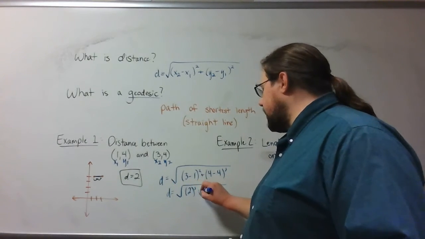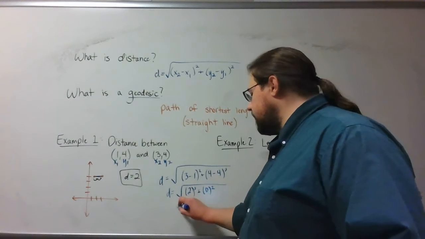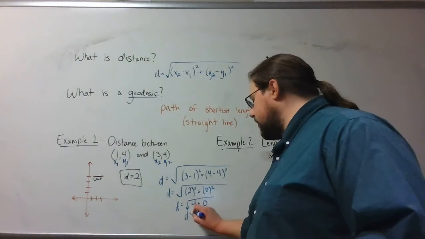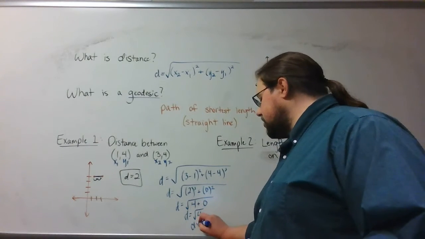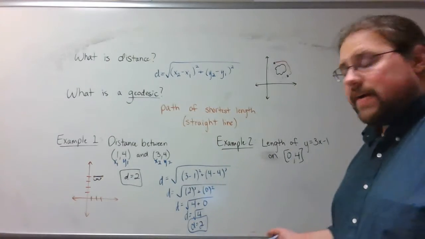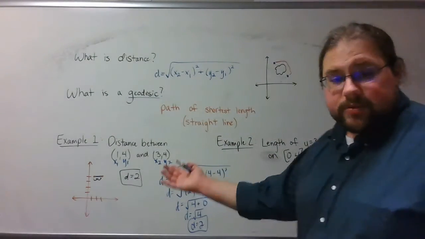And then we're going to end up squaring it. 4 minus 4 is 0, and we're going to end up squaring it. Hopefully you guys are doing this math in your head. 2 squared is 4, 0 squared is 0. Add them together, you get the square root of 4, which is just plain 2, which is what I had before. So sometimes drawing the picture does simplify the issue a lot because all I have to do is count.